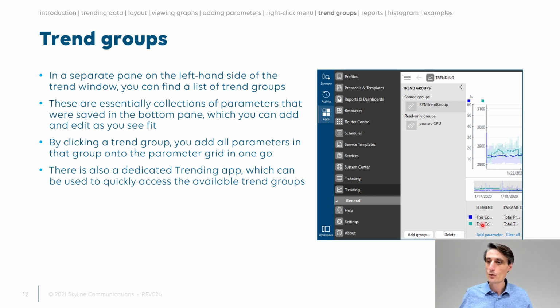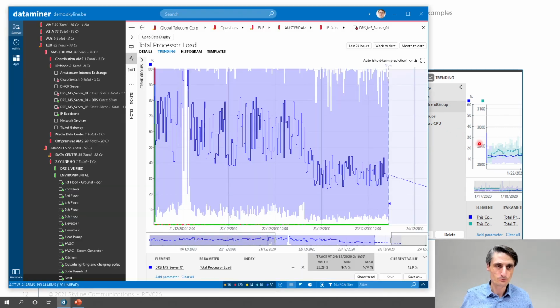So how can you do that? Well, at the bottom, you have the possibility to save it, and then it pops up in the trend groups. That's a panel which is available on the left-hand side of your trend graph. But sometimes you're combining parameters that are from different elements, so you not necessarily want to go to an element to access that. That's why we created a dedicated trending app to easily open up those trend groups. And I'll show you in a quick demo here as well.